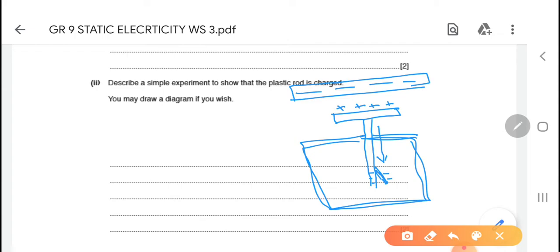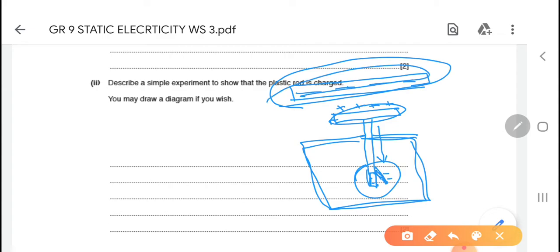Due to this charge induction, there will be a small deflection in the gold leaf. The gold leaf will deflect away from the metal rod. So that shows that this rod is charged. If the rod is not charged, then the top will not become positive, and electrons will not move to the bottom part of the gold leaf electroscope, so there won't be any deflection. So this is a small experiment you can do to show that the rod is charged.